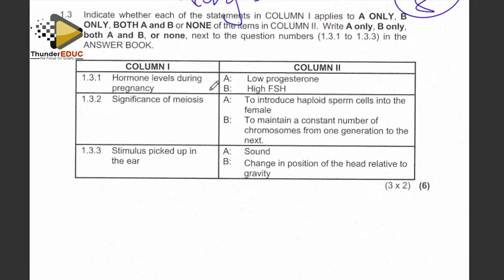The hormone levels during pregnancy. We require a high amount of progesterone to maintain pregnancy. So we require high, so that one is out. We require a low level of FSH so that there is no new development.